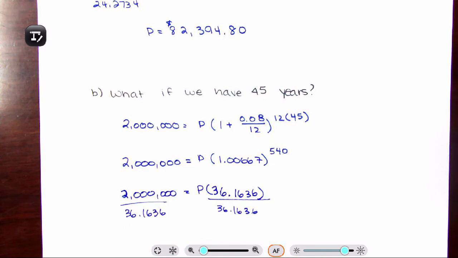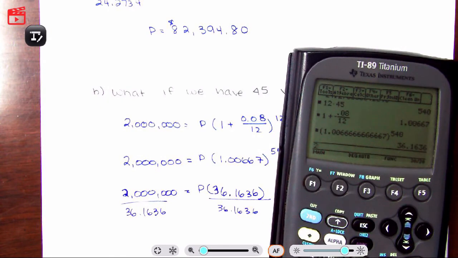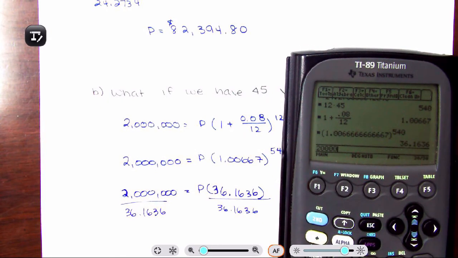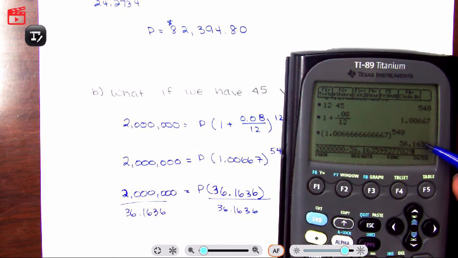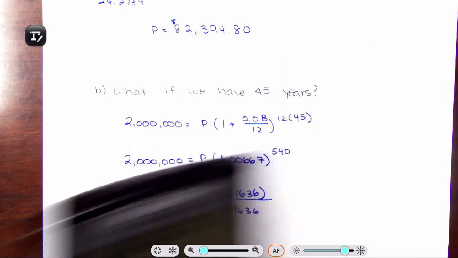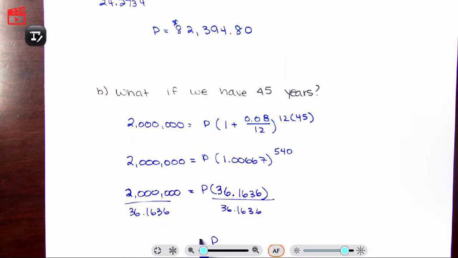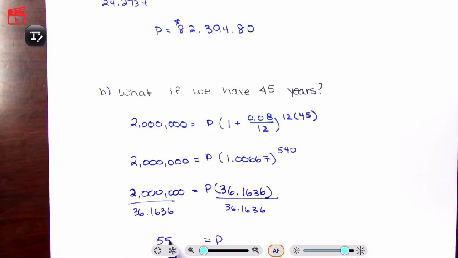I'm going to divide, and again, I'm typing in 2 million divided by, and I'm grabbing the number. And notice a whole lot more digits than what it originally gave me. And so the principal is $55,340.20.